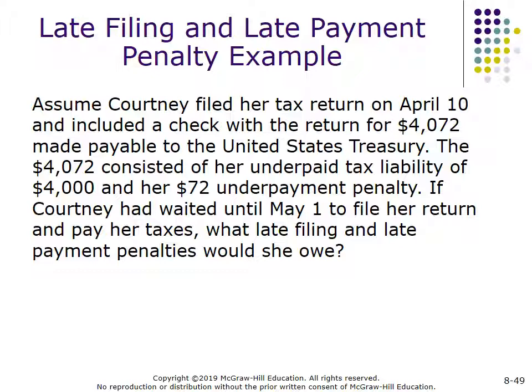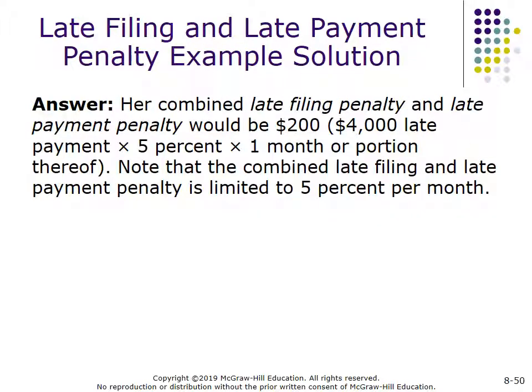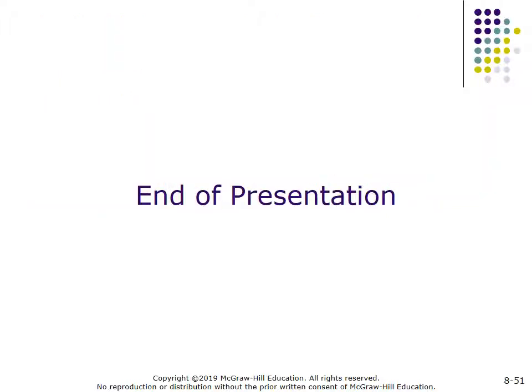Assume Courtney filed her tax return on April 10th and included a check with the return for $4,072. The $4,072 consisted of her underpaid tax liability of $4,000 and her $72 underpayment penalty. If Courtney had waited until May 1st to file her return and pay her taxes, what late filing and late payment penalty would she owe? Well, of the $4,000 late payment, 5% times 1 month. And it would be combined with the late filing fee as well.